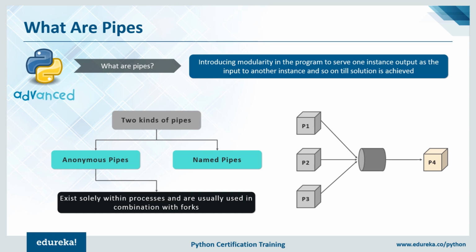Generally, there are two kinds of pipes: anonymous pipes and named pipes. Anonymous pipes exist solely within processes, and they are used in combination with forks. We'll be checking out named pipes in the next section.